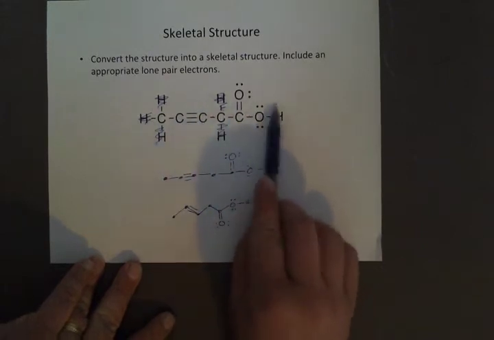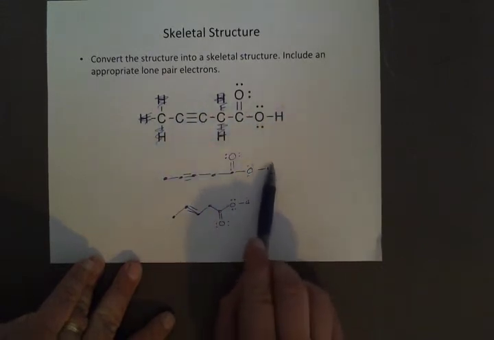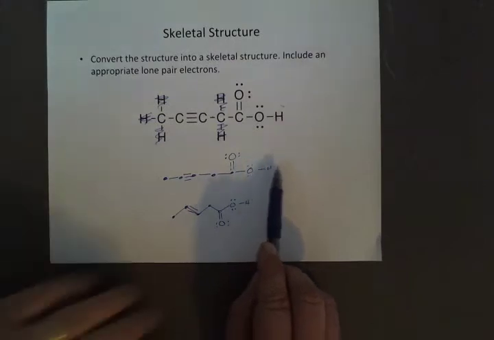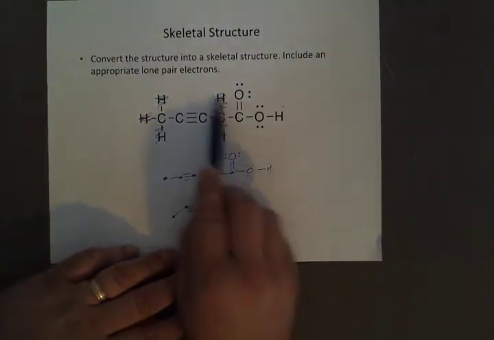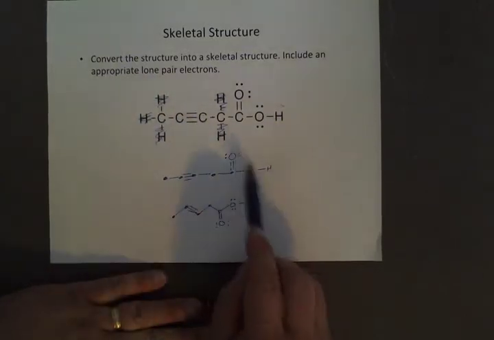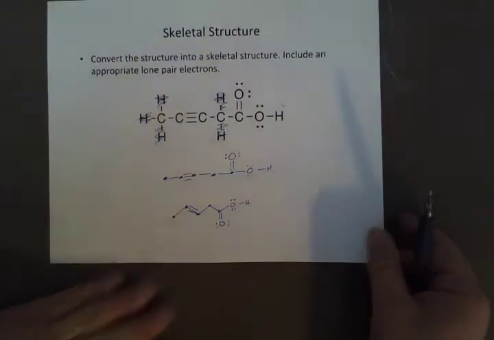Now, notice that I didn't get rid of that hydrogen there. Because if the hydrogen is not on a carbon, you still have to show it. But just the ones off the carbon. There you go. So don't forget the lone pairs in there.